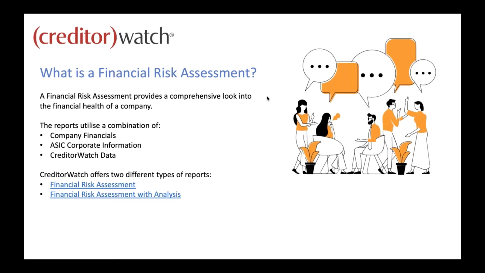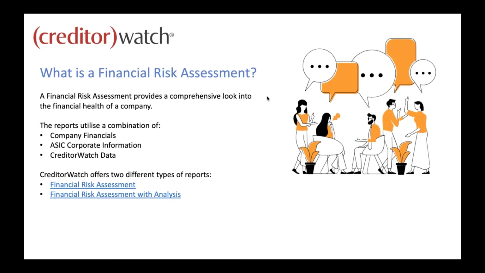The other two bits of information we've got here, of course, ASIC corporate information. So looking at directors, shareholders, addresses, etc. Cross directorship information. Are they the directors of other companies? Are those other companies in good financial health? And then, of course, Creditwatch data, looking at default information. Do they have any court actions, insolvency notices? Are debt collectors chasing them? What is their credit score? How are they paying the market via the payment predictor?